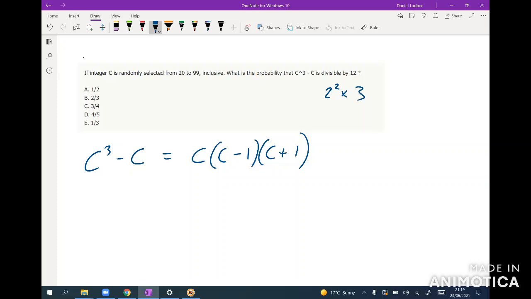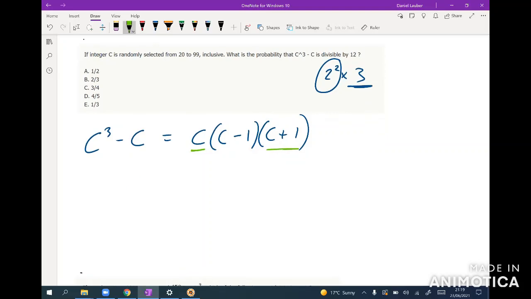And so, actually, we don't have a problem with the 3, because in 3 consecutive integers, we're always going to have one of them being a multiple of 3. So the only question is, what's the probability we get a factor of 2 squared? Well, effectively, we can either have the first one being even, in which case this one will be even. So C even happens half the time. Or if C is odd, which also happens half the time.